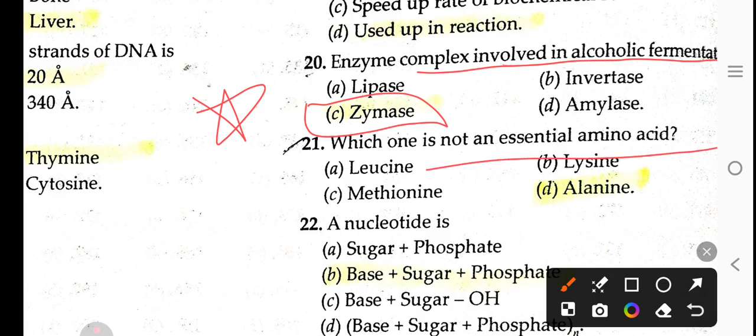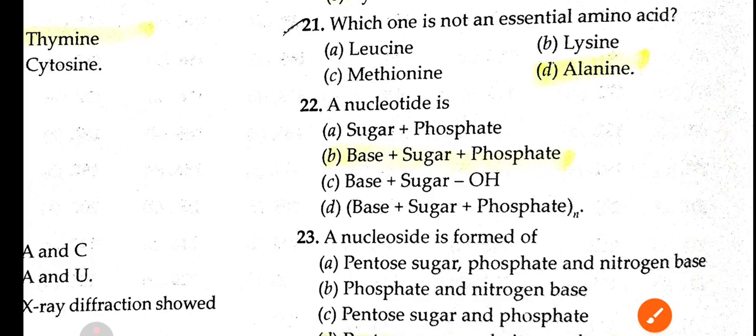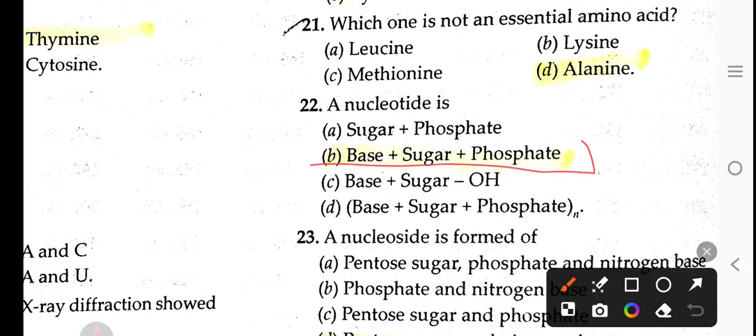So we know that in human beings there are 8 essential amino acids and 1 semi-essential. Of the given options, alanine is not an essential amino acid. Next one, a nucleotide is a nitrogen base plus sugar plus phosphate. A combination of a base, sugar and phosphate is called a nucleotide. If we consider the combination of base and sugar, then it is a nucleoside.